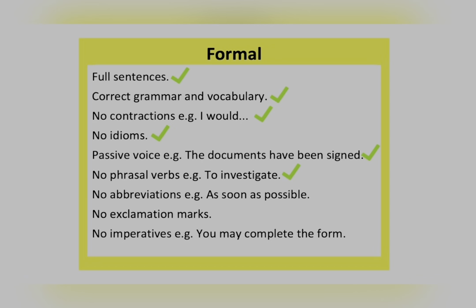Abbreviations are shortened versions of words. Abbreviations are not used in formal language. For example, ASAP is an abbreviation for as soon as possible. Therefore, I would say as soon as possible and not the abbreviation ASAP. Exclamation marks are also not used in formal language.